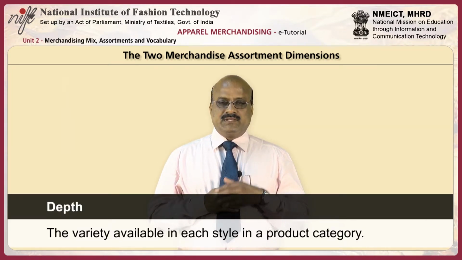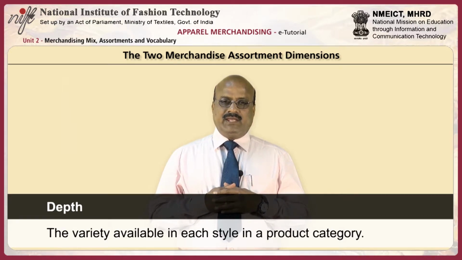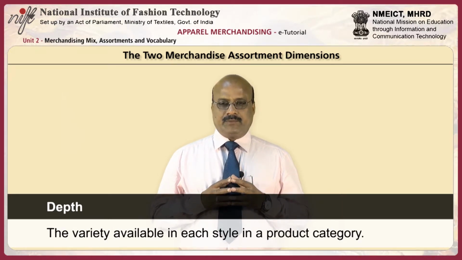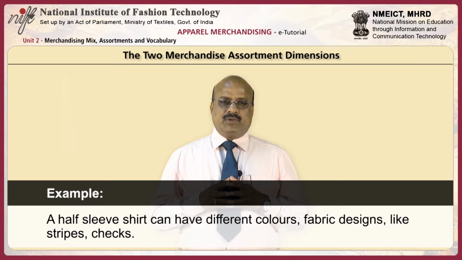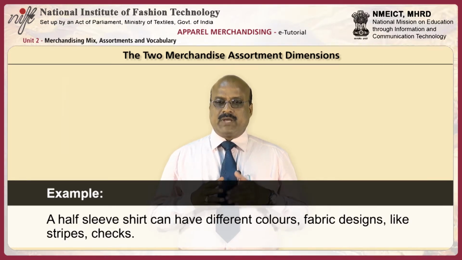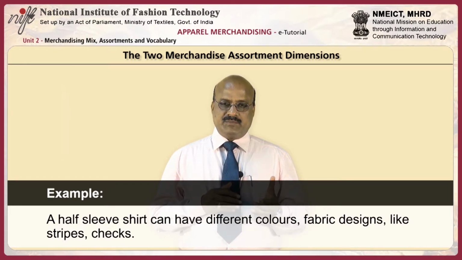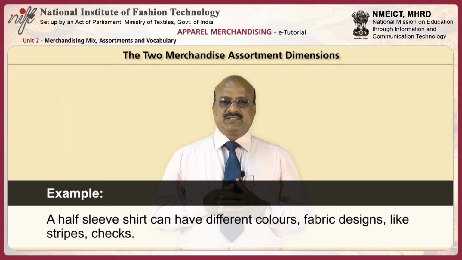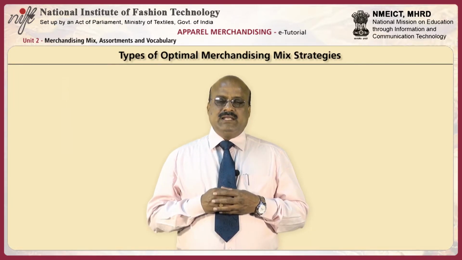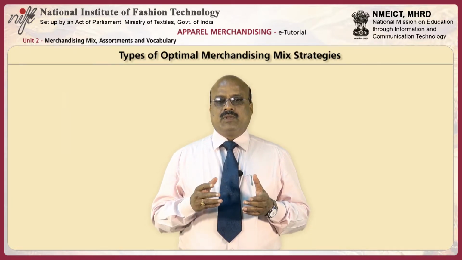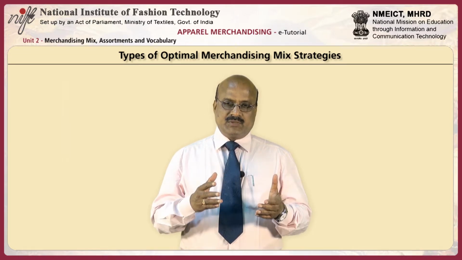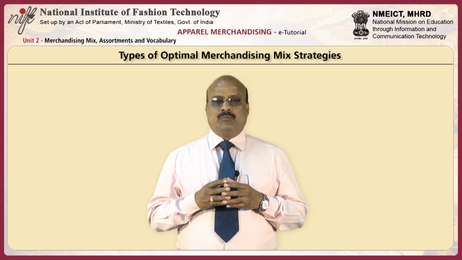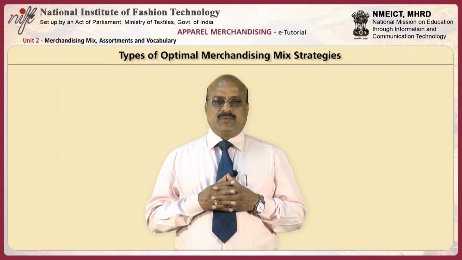Depth is the variety available in each style of the product category. For example, in a half sleeve shirt, how many different colors, fabric designs like stripes, checks, sizes are available. Retail stores may follow narrow and deep assortments or broad and shallow assortments.